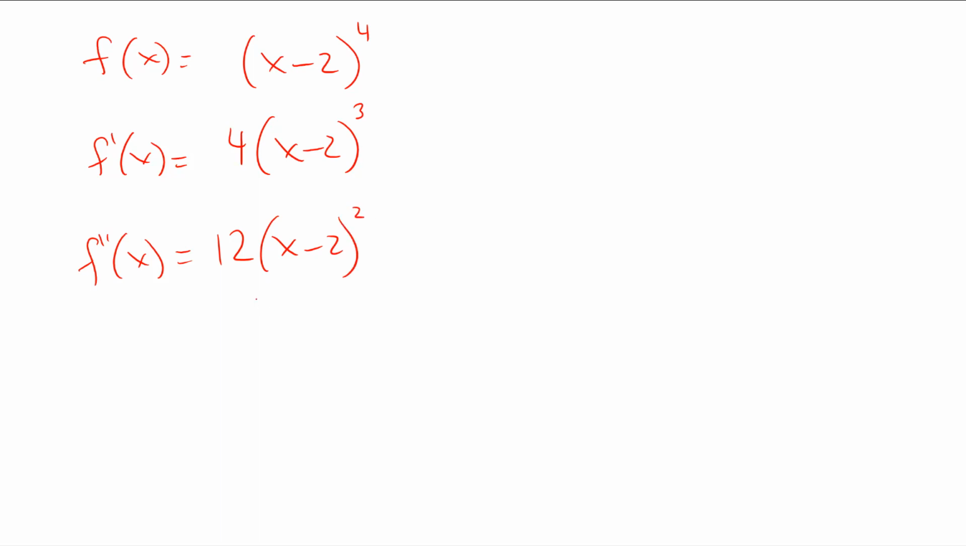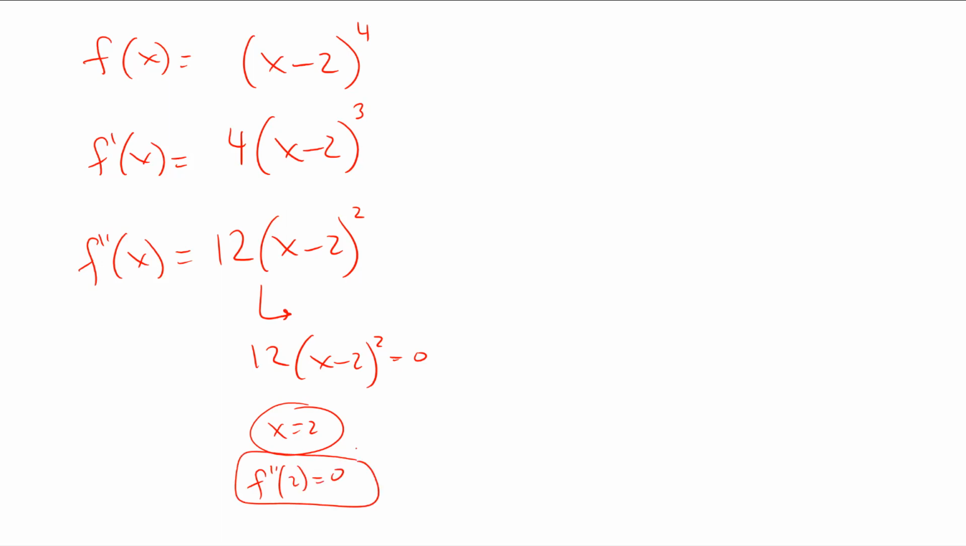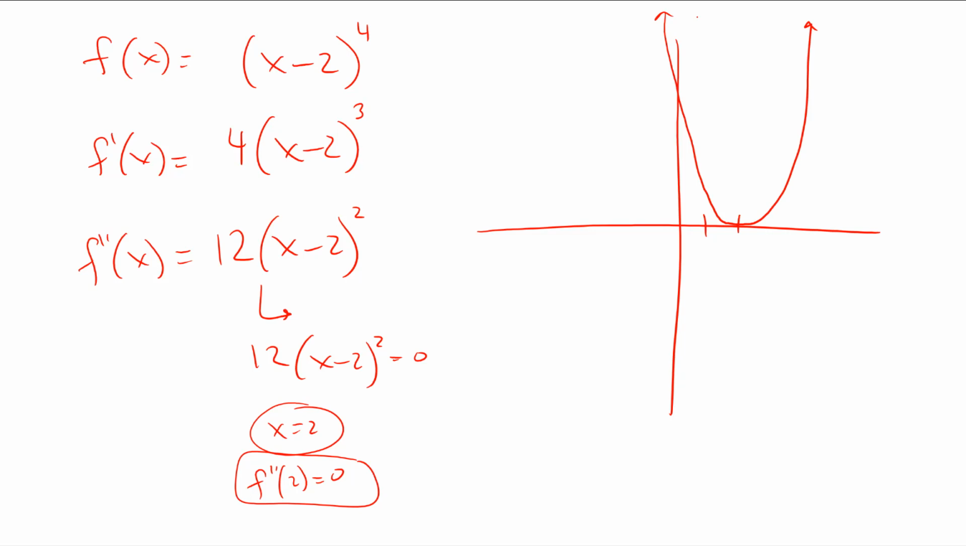So notice, if we were to solve this for 0, obviously we're going to have x is equal to 2 as an answer. It's a 0 for the second derivative. If I were to graph this function, this is a fourth degree power function here. It should just come down like this, come across, come down steep, and then go back up. There's x to the fourth. And so there's a minimum right there.